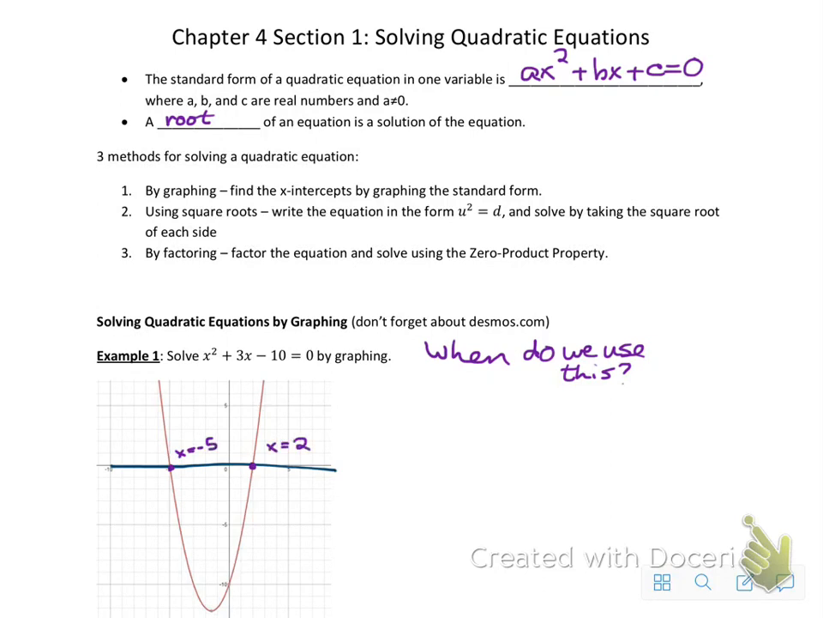We're always worried about x. Our y here is always 0, so it doesn't matter what y is now. We always want to find x. That's what's changing here. So x is -5, x is 2. That's the answer. That's it.